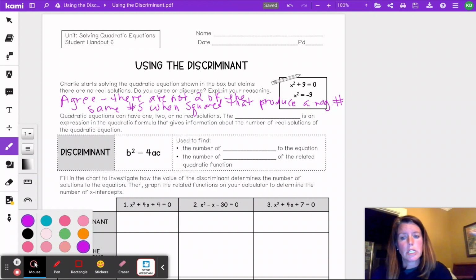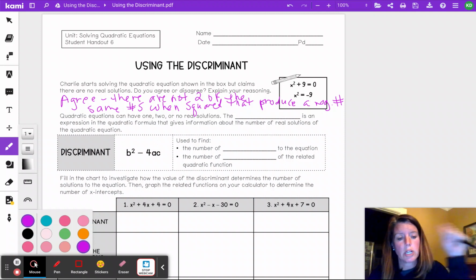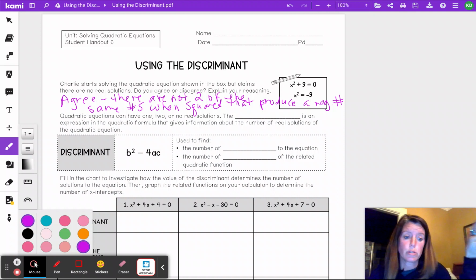So quadratic equations can have one, two, or no real solutions. Okay, we've talked about how you can have no solutions to something, you can have an infinite number of solutions, you can have one solution. With quadratic functions or quadratic equations, you can have one, two, or no real solutions.